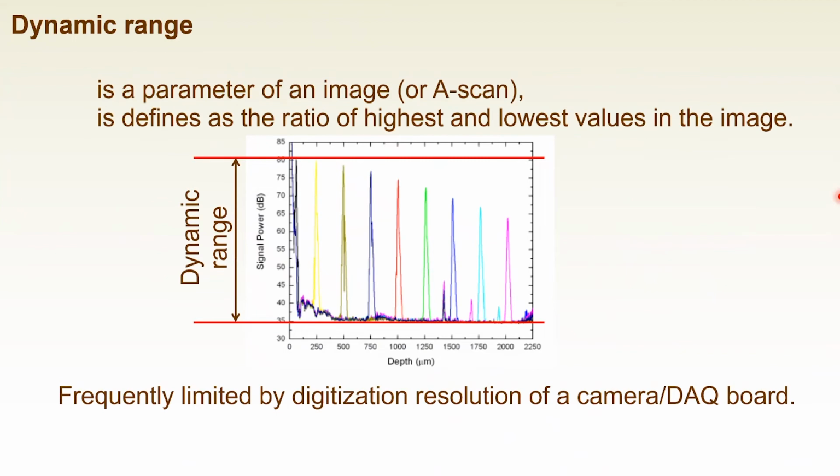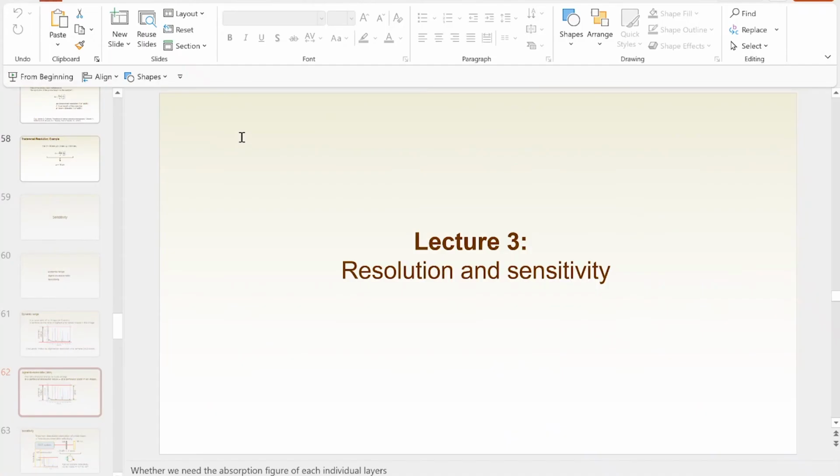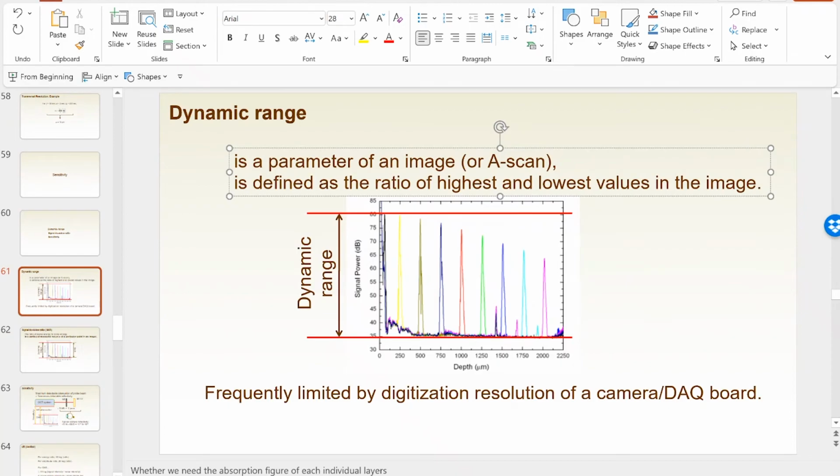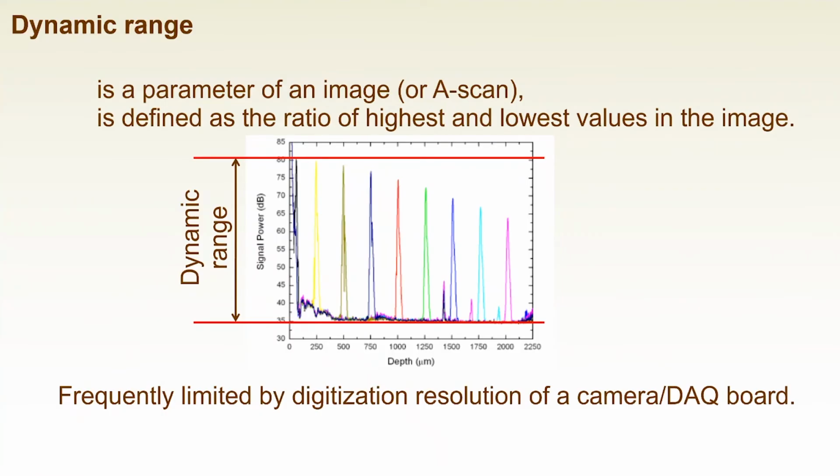Okay, on the first, dynamic range. Dynamic range is a parameter of an image, or let's say an A scan. Dynamic range is defined as the ratio of the highest and lowest values in the image. Okay, it's the property of the image. Sensitivity is not a property of the image, but of a system, right? But a dynamic range is a property of the image.